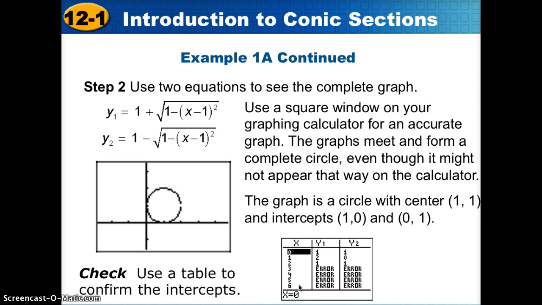All right. So we can look at the table, and remember we look at the table by doing second graph, and it shows us that we can find the intercepts very easily. When x is 0, we have the y-intercept, and when y is 0, we have the x-intercept.